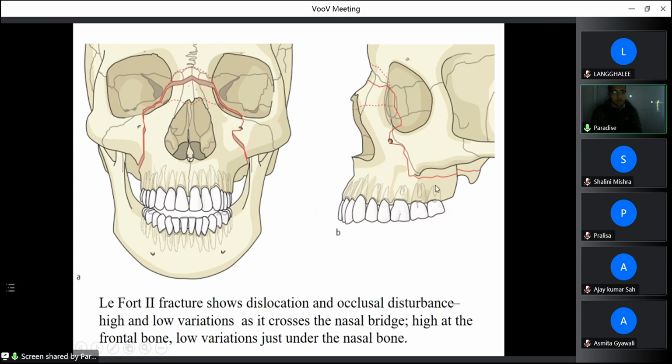Here the Lyphoid fracture shows dislocation and occlusal disturbance. There is high and low variation as it crosses the nasal bridge: high at the frontal bone, and low just under the nasal bone. Ideally, the fracture line should start just below the frontonasal suture in the nasal bone, but there are some variations. In the high variation, the fracture line passes either at the junction of the frontonasal suture or above the frontonasal suture, where it fractures the frontal bone. In the low variation, the fracture line passes just below the ideal Lyphoid fracture line, and it may or may not fracture the nasal bone. It may fracture the nasal cartilage.